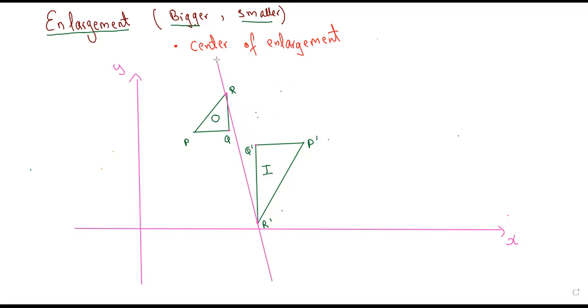So this is going to be the first line that I made using R and R dash. And then the second line is this one that I made using Q and Q dash. And now the center of enlargement is the point of intersection. So this is the center of enlargement.